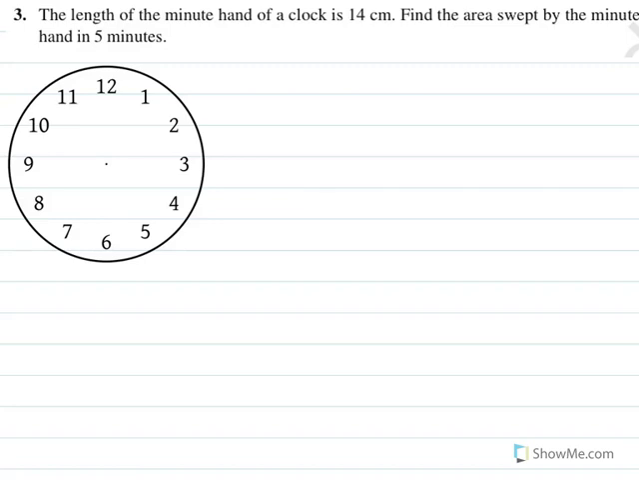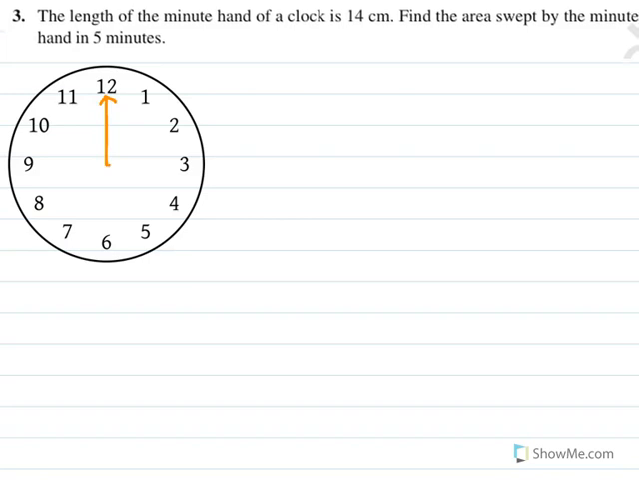The length of the minute hand of a clock is 14 centimeters. Find the area swept by the minute hand in 5 minutes. So here's a clock. You know it has got 3 hands. Here we're dealing only with the minute hand. If the minute hand is in this position, after 5 minutes it will be in this position. So the area swept will be from 12 to 1 in 5 minutes. So this would be the area swept. And if you look here, the area swept will be the area of a sector. So basically we need to find the area of a sector.